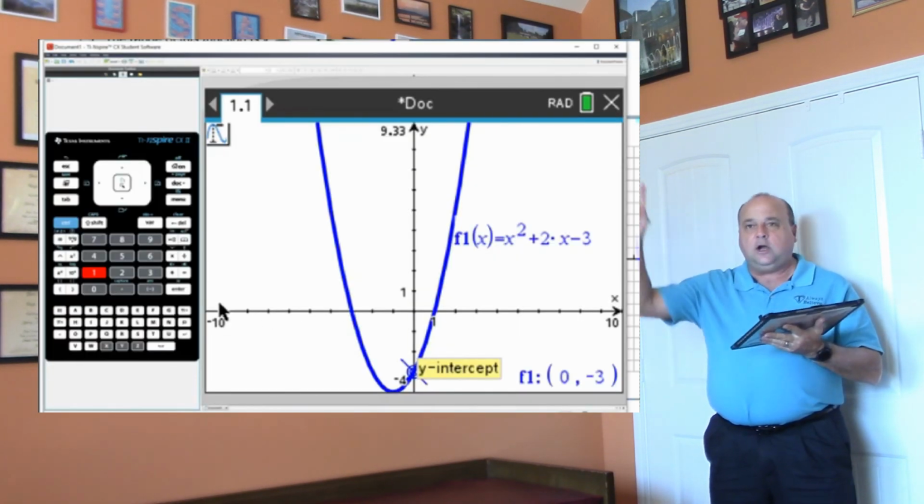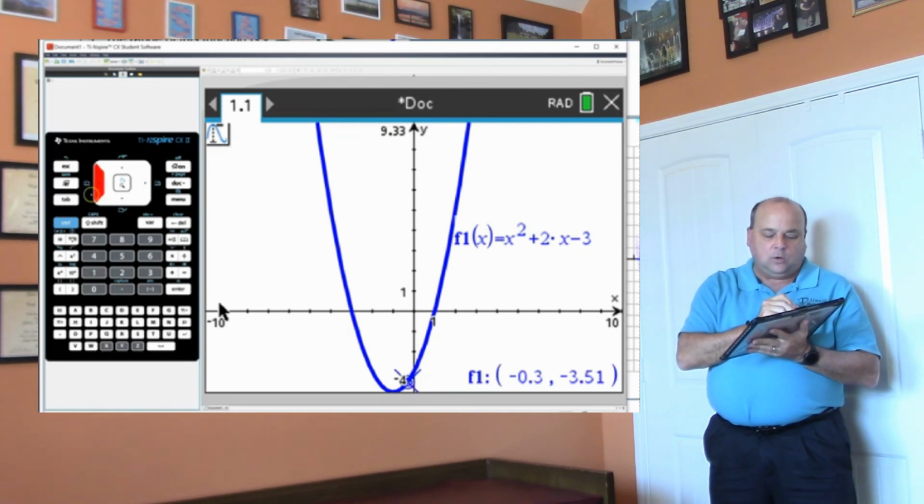So let's go back over here and we're going to trace to the left. So 1, I'm going to trace to the left till it says min.